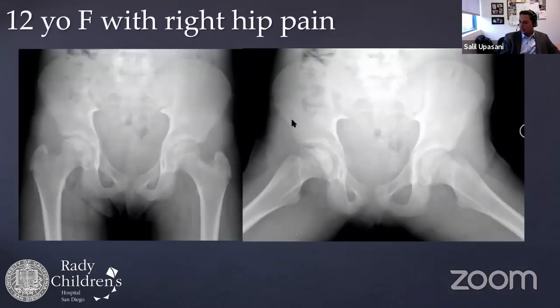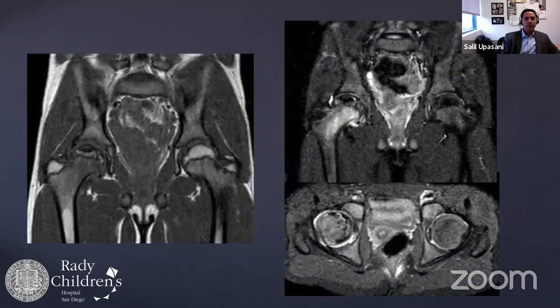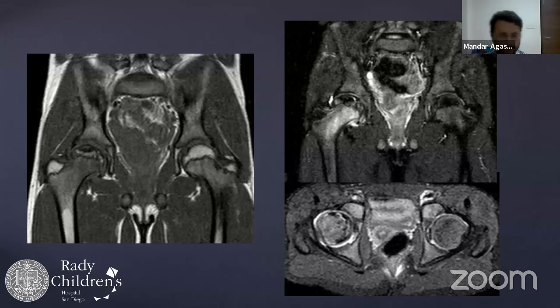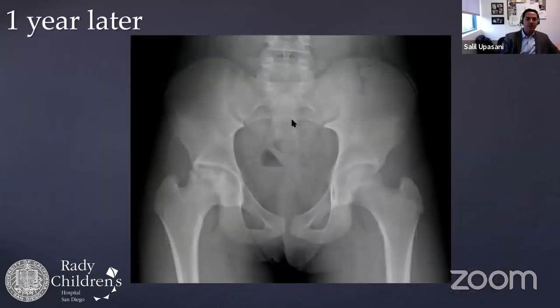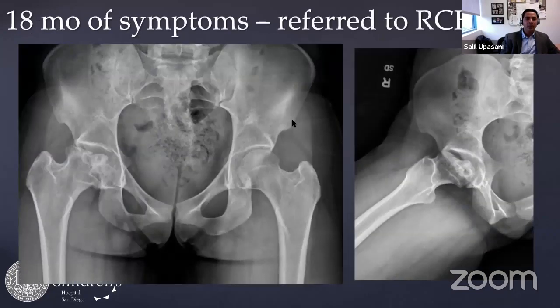So here's a case, maybe back to Mundar. It's a 12-year-old female now with right hip pain. So not too bad, right? 60% perfusion. She was actually treated in Cincinnati with conservative treatment because of the not severe involvement of the head. Here she is at 1 year. And when she finally came to us, she had gone to UCSD for college. She came to me with hip pain with 18 months of symptoms.